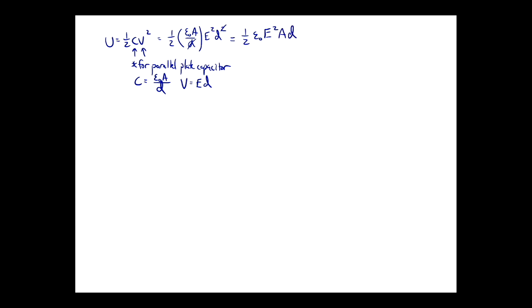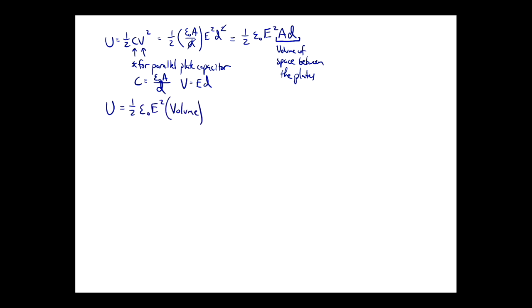And I rearranged that specifically to put the A and the D together. The area of one of the plates times the distance between the plates. This is really the volume of the space between the plates. So what we're going to do is take this equation. We've got U is equal to, let me rewrite it, 1/2 epsilon naught E squared times volume.